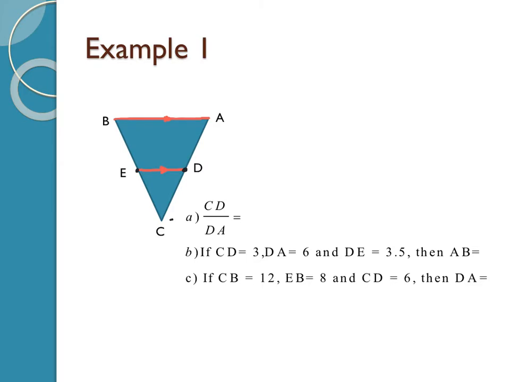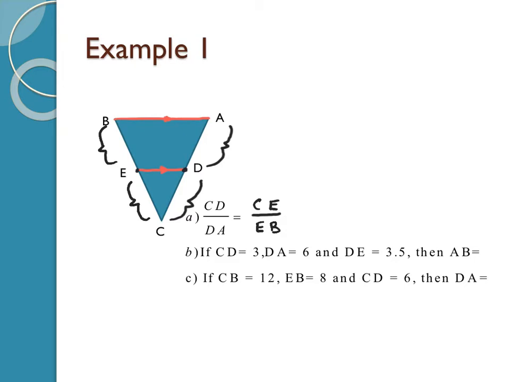So that CD over DA is equal to what other fraction? CE over EB. Sorry, that's a B. Notice we've got bottom right over top right is equal to bottom left, follow the same pattern over here, over top left.